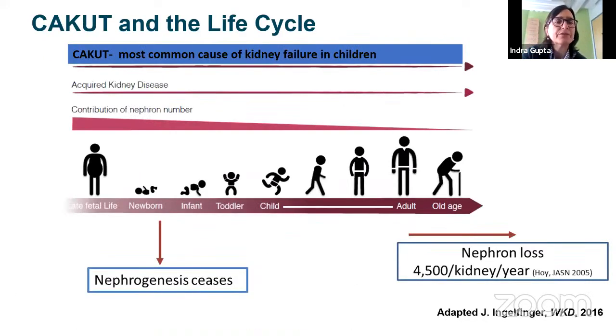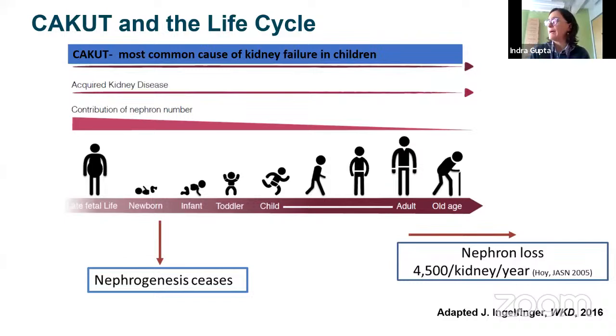And this I just want to show for you. This is adapted from Julie Engelfinger's publicity, making us all aware of World Kidney Day many years ago. But you can basically think of this period, fetal life and pregnancy, nephrogenesis ceases here. And that's the only number of nephrons you're ever going to make. It's done. And then as we age, we're slowly losing nephrons. In fact, there are estimates that with natural aging, approximately 4,500 nephrons are lost per kidney per year.